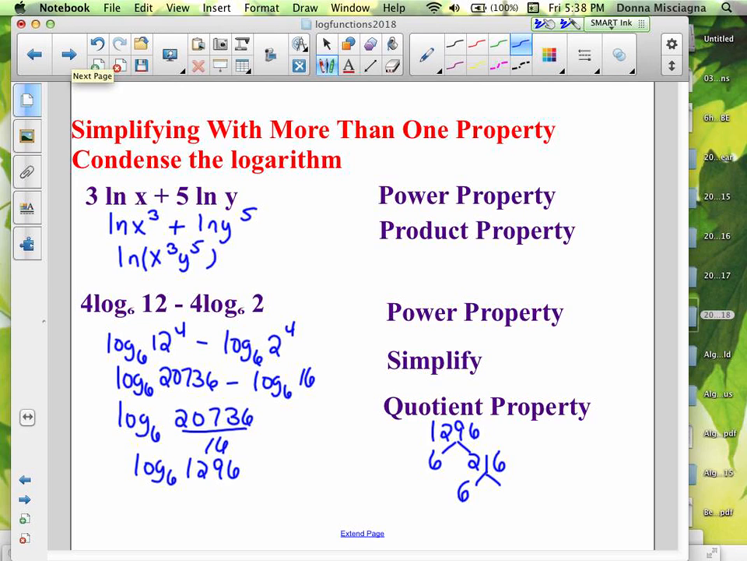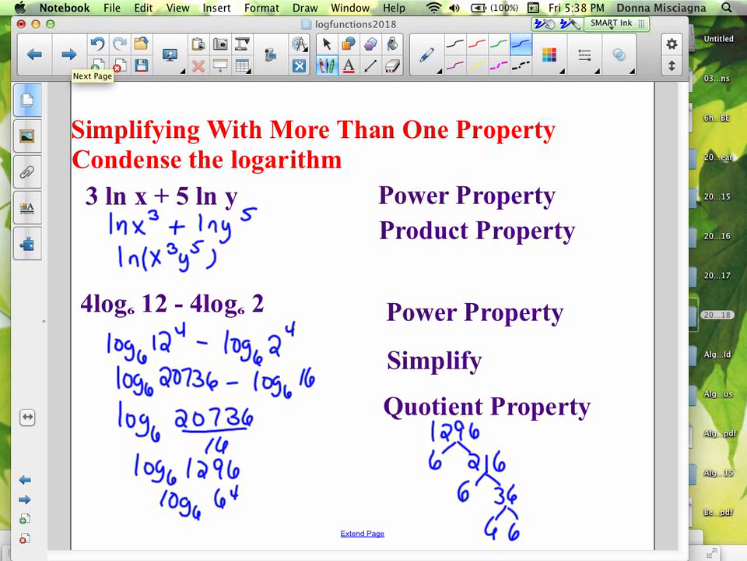All right, so 216 divided by 6. Well, 6 goes into 21 3 times. I've got 3 leftovers, so that'd be 36. 6 goes into 36 6 times. Well, I know that 36 is 6 times 6. So look at that. We've got 4 6s there. So let's rewrite that 1296 as 6 to a power. Right, so now that's equal to log base 6 of 6 to the 4th.